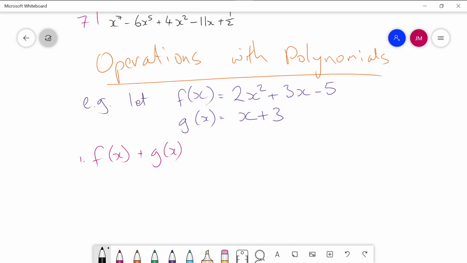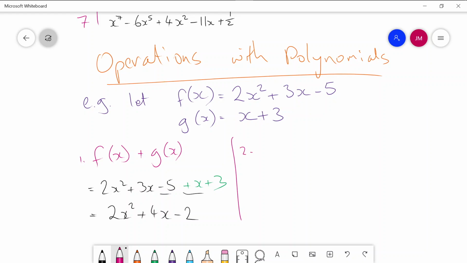So that means that I just get all of f of x, which is 2x squared plus 3x minus 5, and I get all of g of x, and I add that on, plus 3. Then, to simplify, just collect your like terms. 2x squared, there's no other x squared, so 2x squared is my leading term. 3x plus one lot of x, I have plus 4x, minus 5 plus 3, I get minus 2. So that's what f of x plus g of x equals.